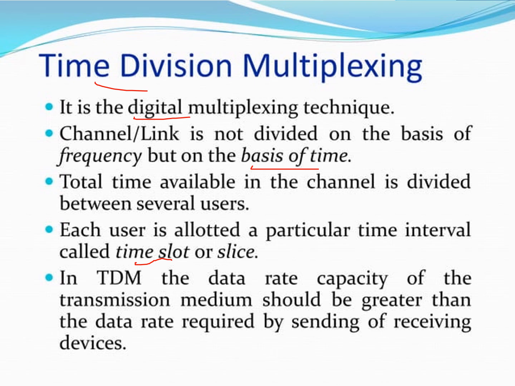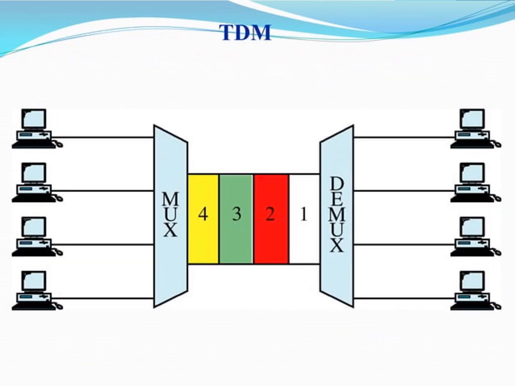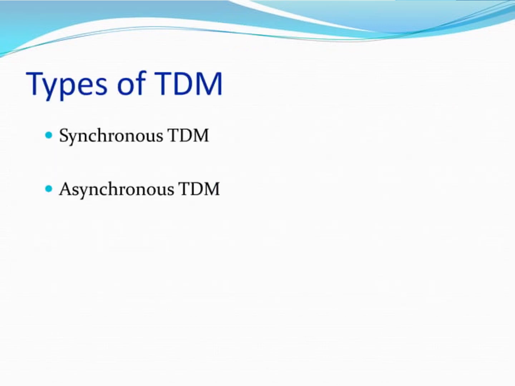So here the rate capacity of the transmission medium will be greater than the data required by the sending or receiving devices. So this is how TDM works. Here, see, these are all different time slots. In those time slots, each allocated user's time will be given. In this we have two types of TDM. One is synchronous time division multiplexing, and the other one is asynchronous time division multiplexing.